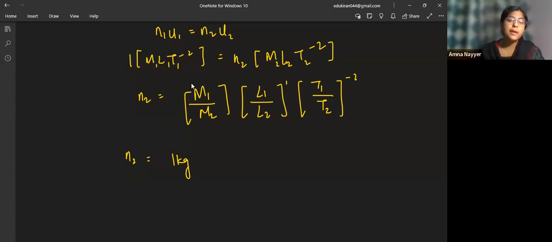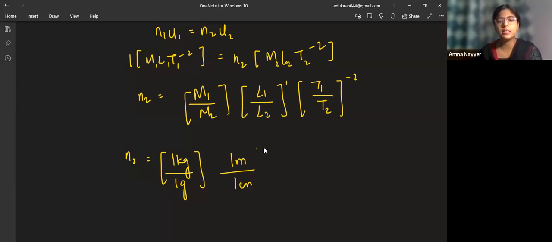Why have I written 1 kg? Because this mass M1 is from the SI unit side, the Newton side, right? Newton was an SI unit. So this mass M1 is going to be in kgs. And what was M2? M2 is obtained from the CGS unit side, right? So this is going to be 1 gram. Fine. Length L1 is obtained from the Newton side, that is from the SI unit. So we have to put in the SI unit of length. So this is going to be 1 meter. And similarly, L2 is going to be 1 centimeter.